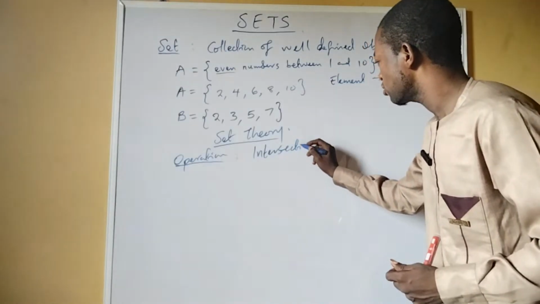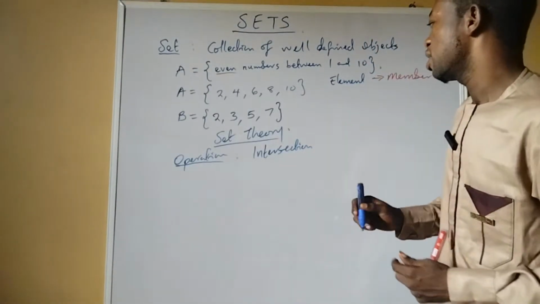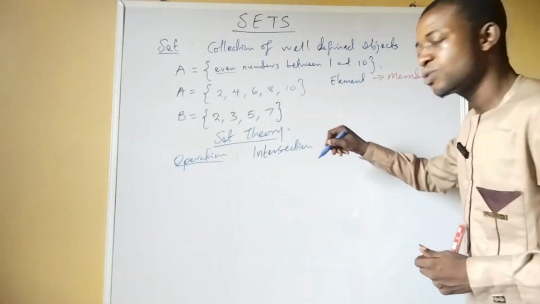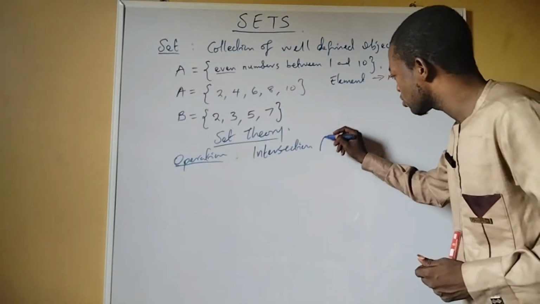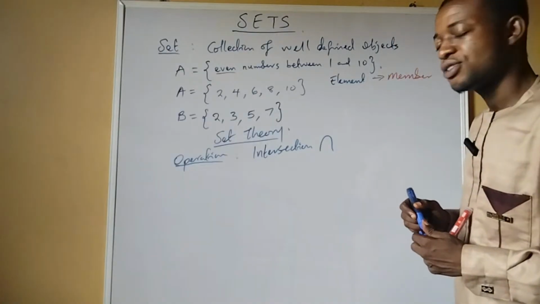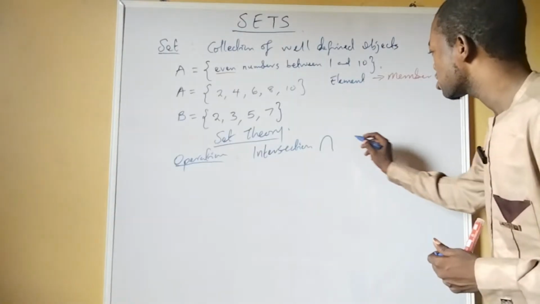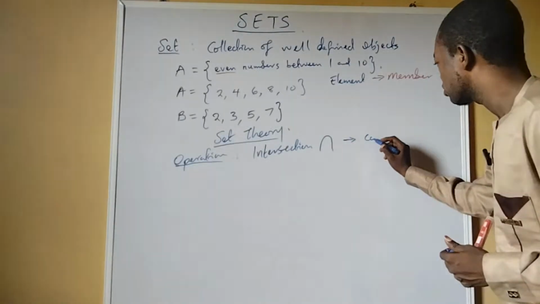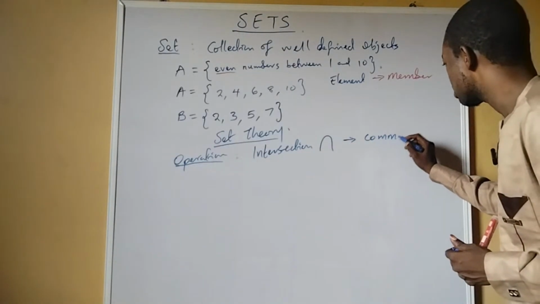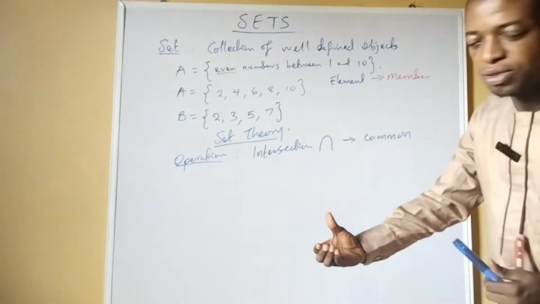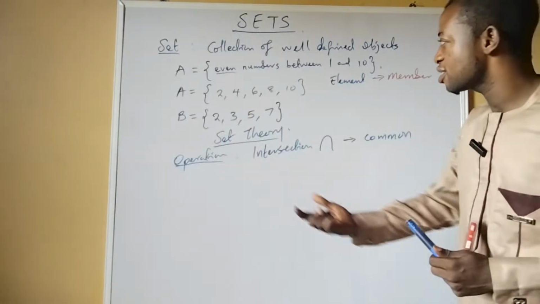Intersection. And there is a symbol for intersection. It looks like N, but it's not N. It's facing down like this, just like an N. And intersection means what is common between two or more sets. That is, the elements common to two or more sets.